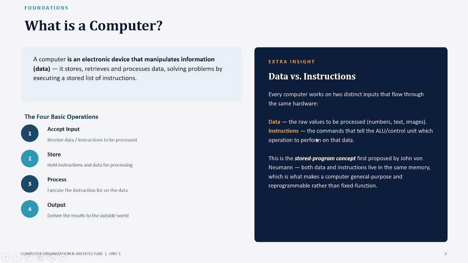So we'll see what is data and instruction. Data is a raw value and instruction is a command that tells the ALU or control unit which operation to perform on that data.